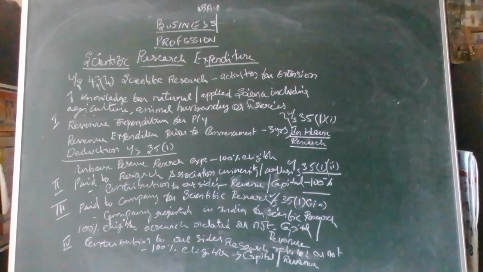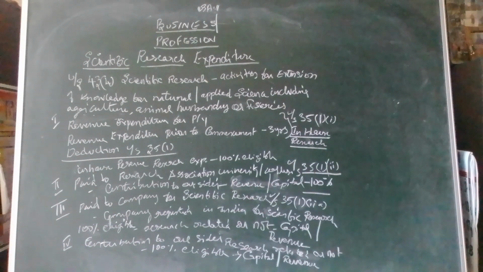That scientific research expenditure is broadly categorized into two. One is revenue expenditure, that is, it is recurring in nature. Another is capital expenditure, that is, the expenditure is capital in nature. Okay, first let us discuss revenue expenditure. In revenue expenditure, any amount spent for scientific research as revenue expenditure which is recurring in nature for the previous year is eligible for claiming in the current year.